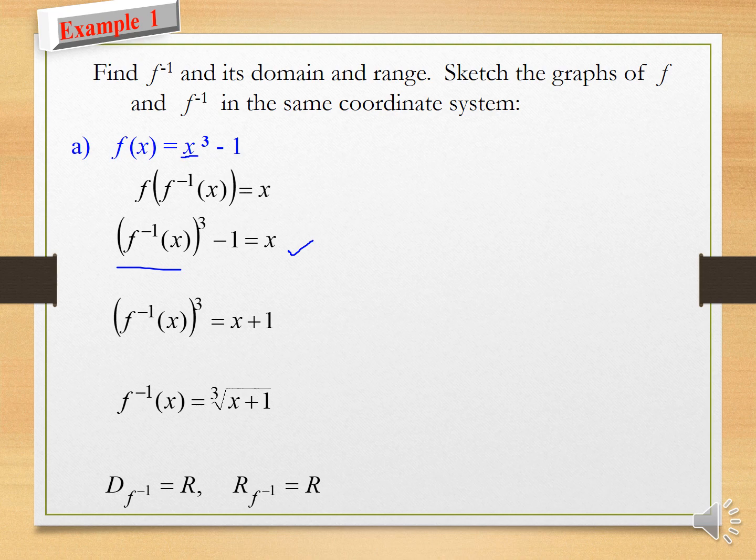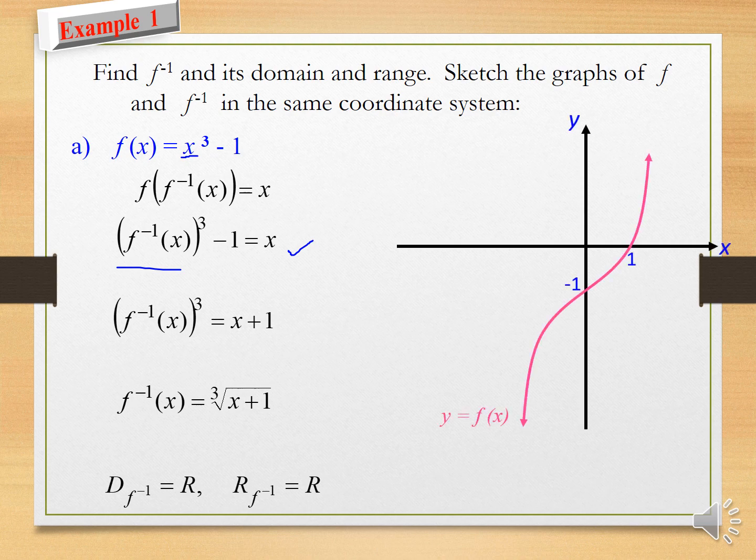Domain of f inverse is real numbers and range of f inverse is real numbers. The graph of f(x) is a cubic function like this, and the reflection line y equals x. Therefore, we get the inverse function is this graph.